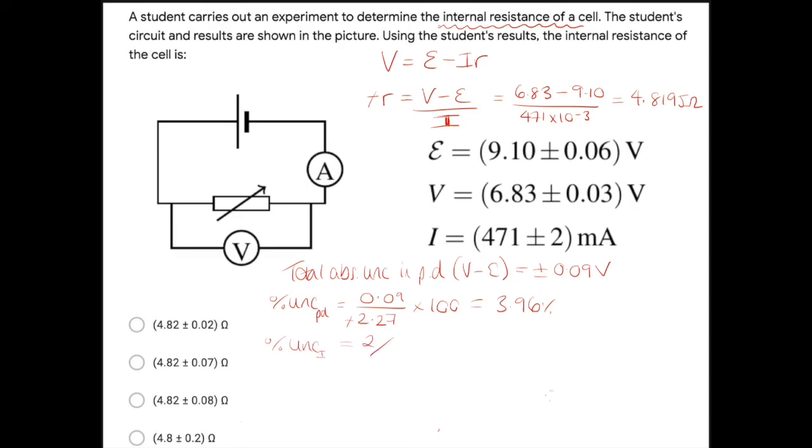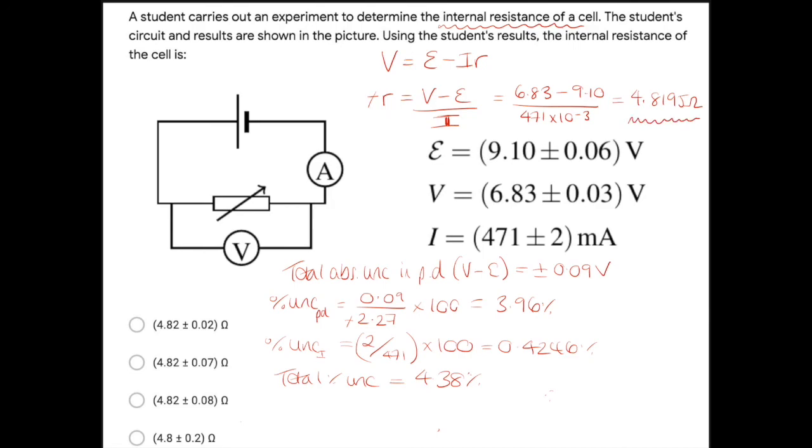If we then do our percentage uncertainty in current, we take our absolute, we divide it by our actual, and remember once again we do not need to include the times 10 to the minus 3 because they're both measured in milliamps and this is a relative calculation. When we do that, we end up with 0.4246%. So that means that our total percentage uncertainty is the sum of those two, which is 4.38%.